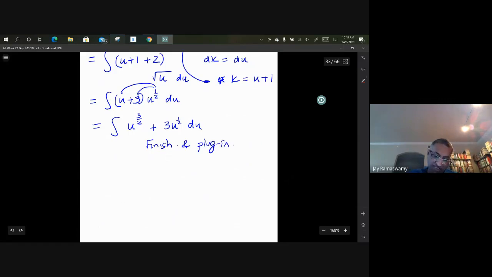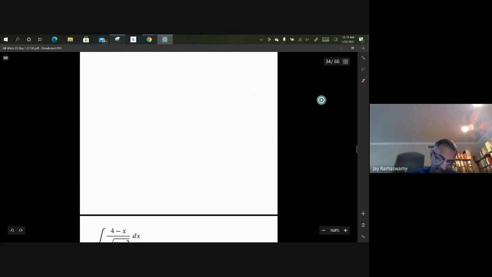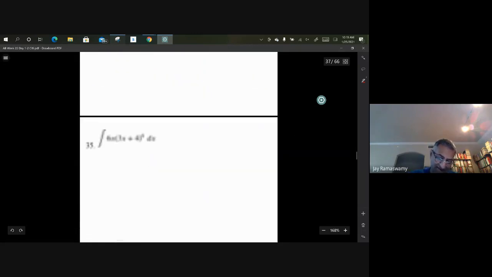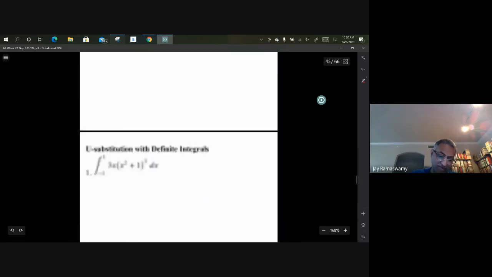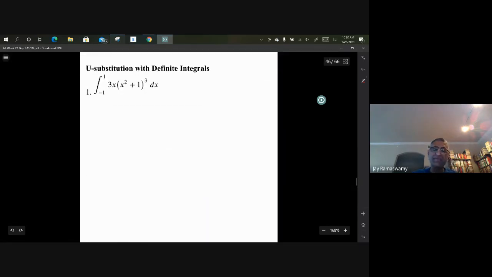Because the last concept of the day, my God, I should have done this problem, is this. Okay, I'm going to scroll down. Now, all of these are for office hours. Okay, write this down. U substitution with definite integrals. This is the key thing. Last idea of the day. Pay very, very close attention for the next 10 minutes, because I'm teaching you a shortcut. Is that clear?